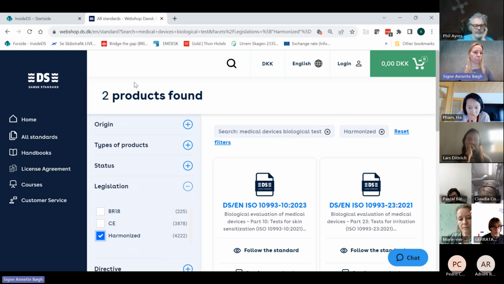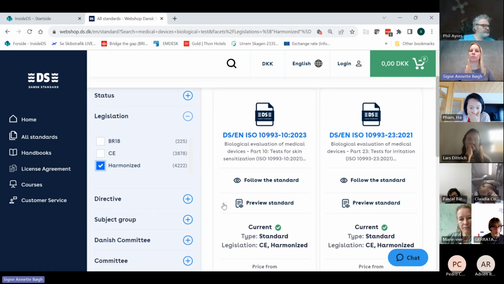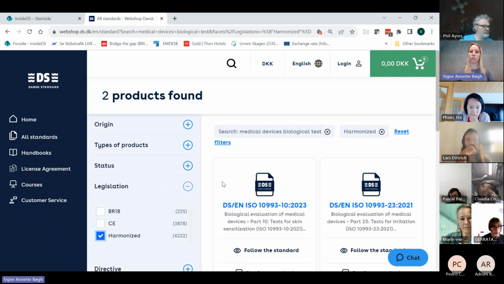Now I have 2 products. So that means that now it's very easy for me to find out which of these standards it was I was looking for. Was it irritation or sensitization? So by doing the search in the right way, you can go from finding 800 plus ideas for what could be the standard that you're looking for to actually only 2. So I definitely recommend that you use these search tools we have for finding the right standard. And then, of course, you can always also contact the national standard body if you have any doubts.